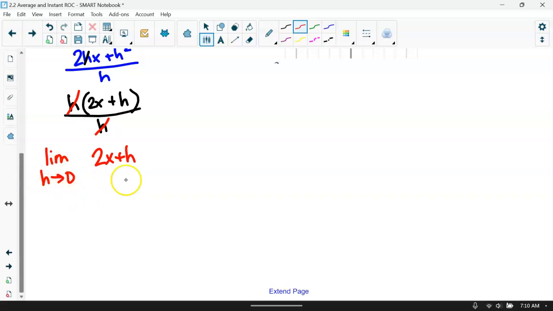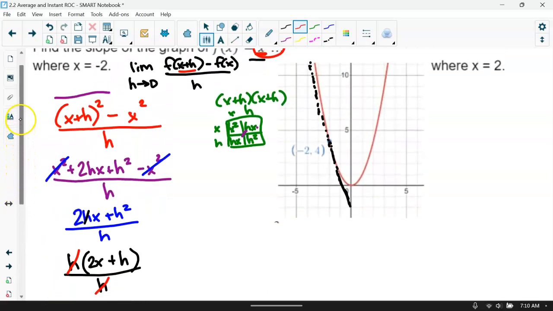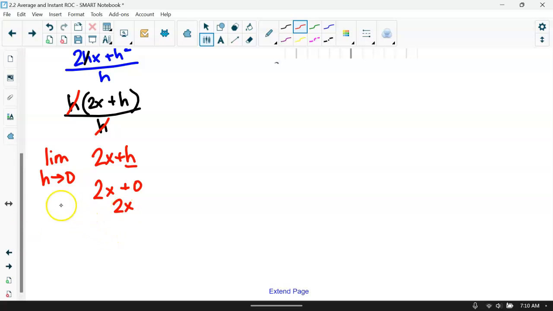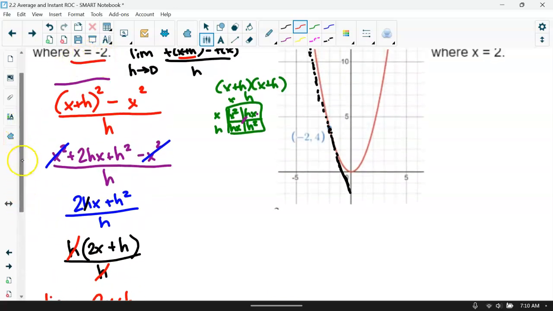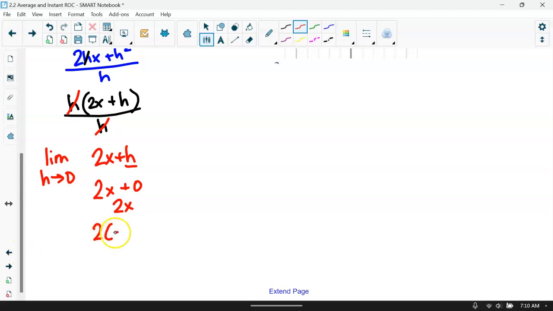So now we can substitute, because before, remember, this would give us an undefined. Now we can substitute h with 0. 2x plus 0, which is 2x. And so now here, when the x value is -2, because remember, x is -2, 2 times -2 is -4. That is the instantaneous rate of change.